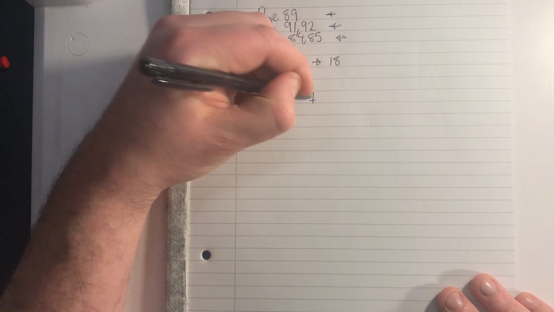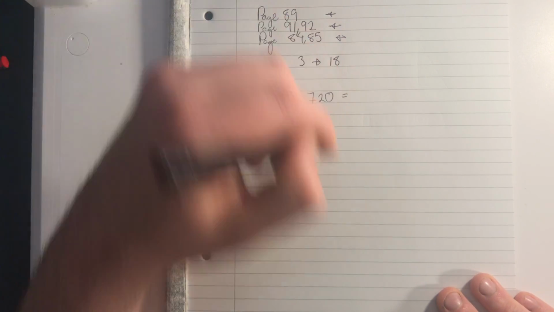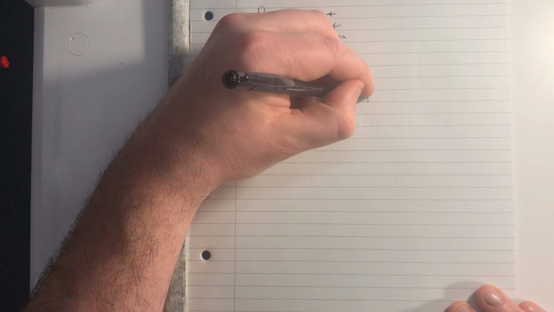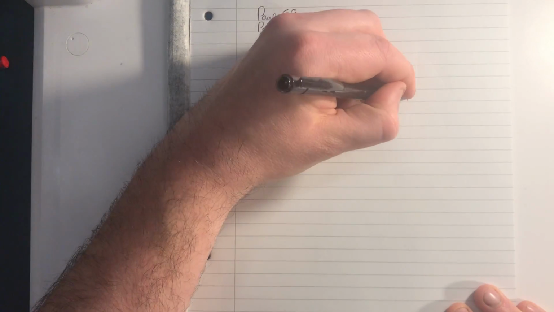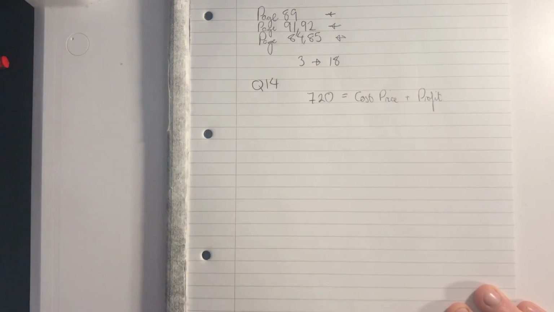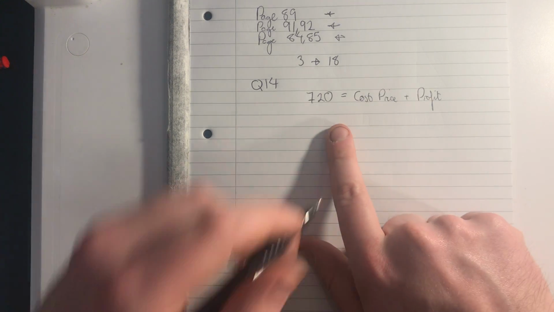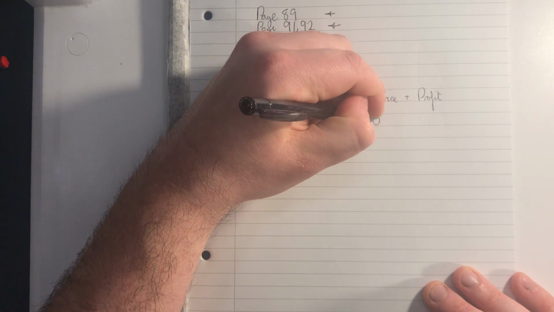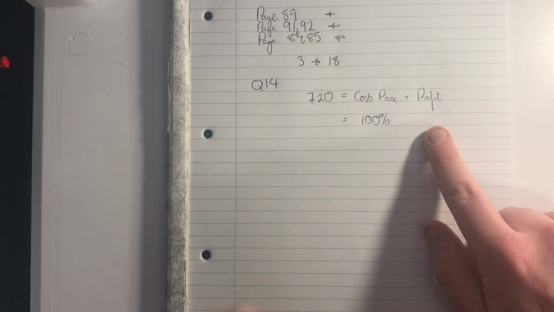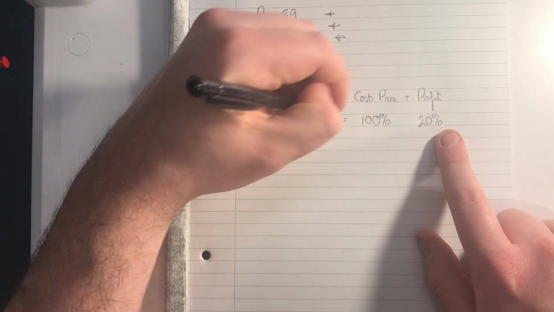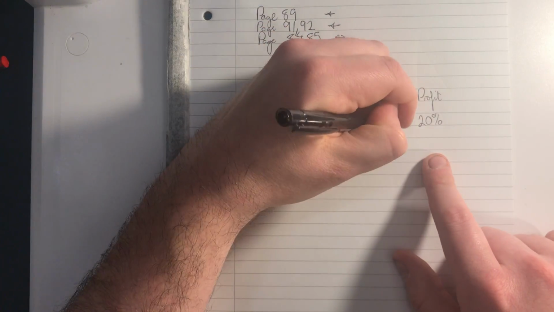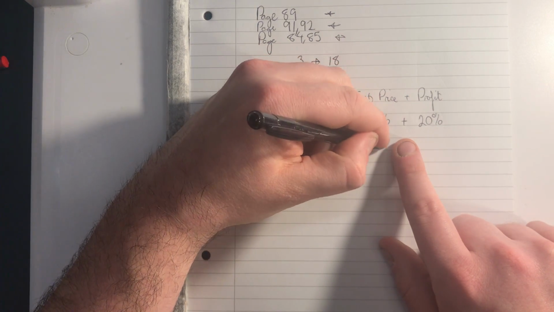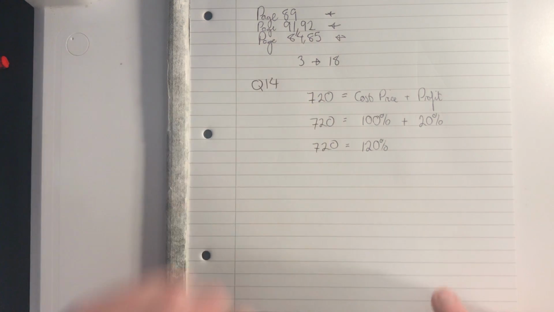So we now know that 720 is equal to, let's say the cost price plus profit. And the cost price, well, that's 100% of the price of a television. And the profit, well, we're told that that's 20%. That's equal to 720. So on the right-hand side, we have 120% is equal to 720.